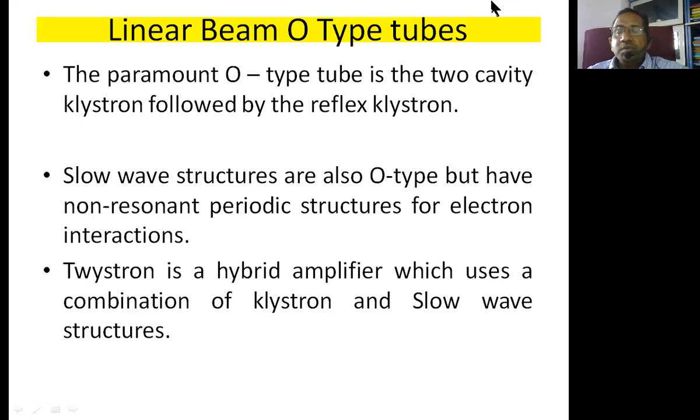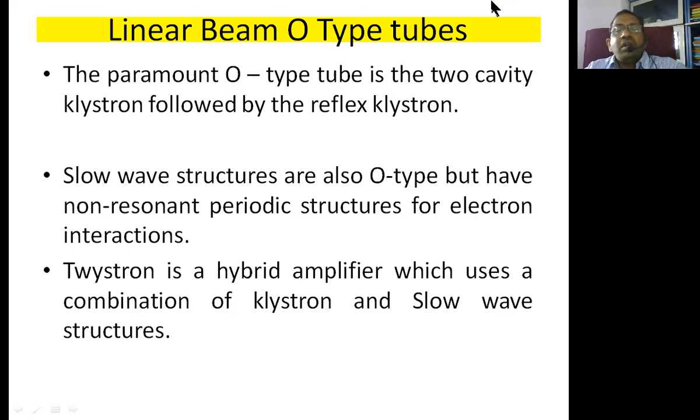In linear beam O-type tubes, the magnetic and electric fields are linear to each other. Therefore, we call them linear beam tubes, or O-type tubes. O-type means original type tubes, which are basic type tubes. The paramount O-type tube is the two cavity klystron followed by the reflex klystron. Here we normally employ reflex klystrons to construct O-type tubes. Two more varieties used to construct O-type tubes are slow wave structures and twistron structures. The slow wave structures are also called O-type tubes, but have non-resonant periodic structures for electron interactions.